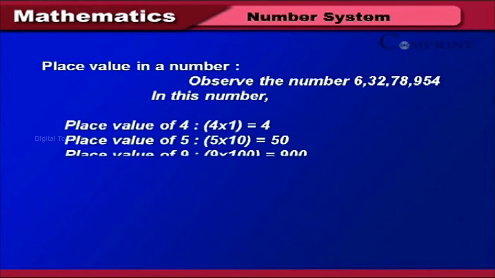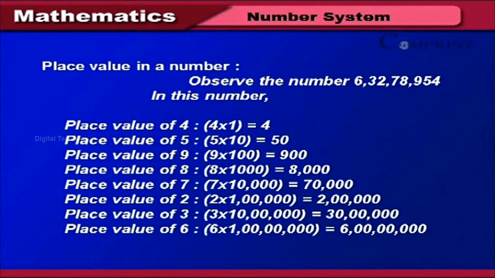Place value in a number. Observe the number 6 crore 32 lakh 78,954. In this number, place value of 4 into 1 is equal to 4. Place value of 5 into 10 is equal to 50. Place value of 9 into 100 is equal to 900. Place value of 8 into 1000 is equal to 8000. Place value of 7 into 10,000 is equal to 70,000.